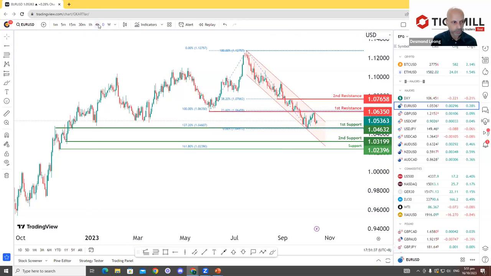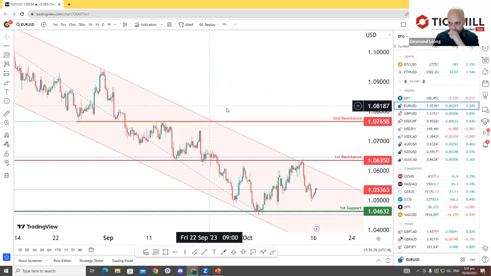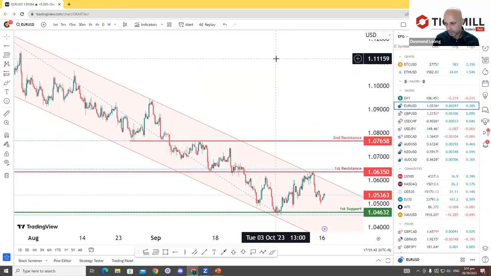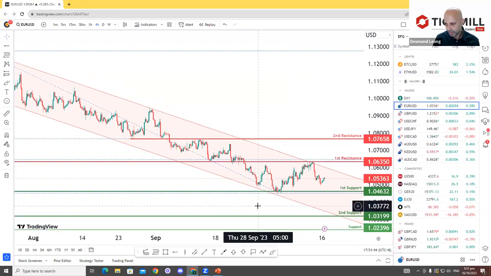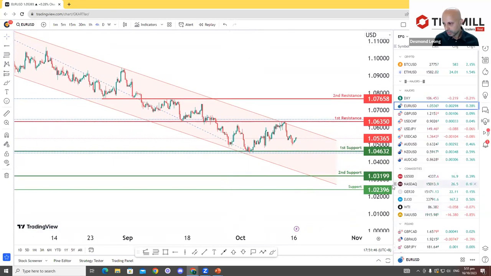All right, let's zoom in onto the 4 hour time frame to see if there are any other levels that we can identify to where price is currently trading.